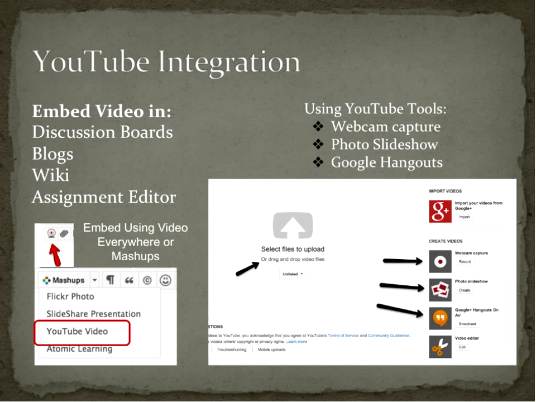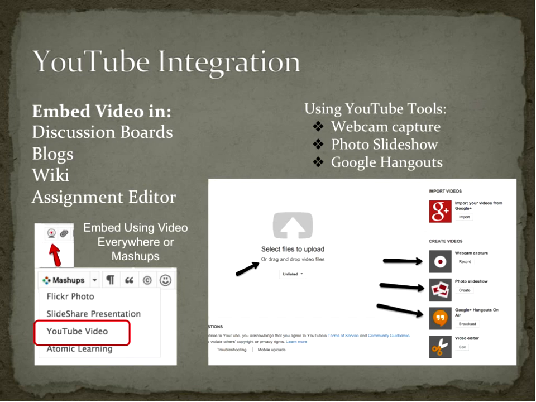This picture over here, where it says select files to upload, shows these additional tools. Instead of going through Blackboard originally to create a video, you can do a webcam capture directly from YouTube into your account that you can then embed in your class. They also have a really neat photo slideshow tool. And so if a student is creating a slideshow, they can create the images and then use this photo slideshow tool to pull them in and create a slideshow that they can then embed in their class.